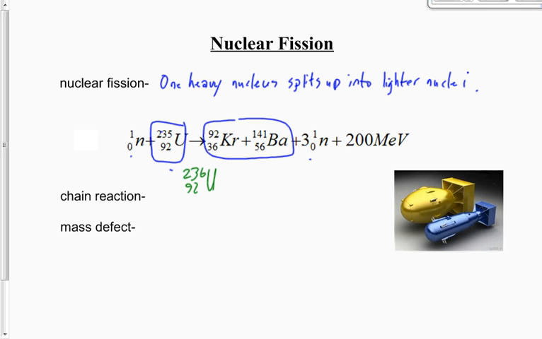This reaction actually reads: 1 neutron plus uranium-235 goes to uranium-236, which in turn splits up into krypton-92 and barium-141. So for a brief time, it actually becomes uranium-236, splitting into these 2 things, and then 3 extra neutrons.